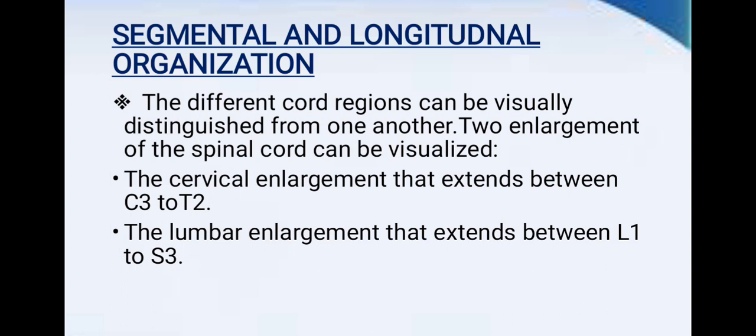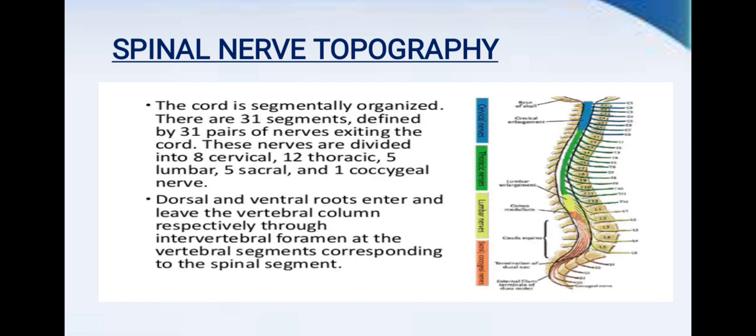Segmental and longitudinal organization. The different cord regions can be visually distinguished from one another. Two enlargements of the spinal cord can be visualized: the cervical enlargement, which extends between C3 and T2, and the lumbar enlargement, which extends between L1 and S3.